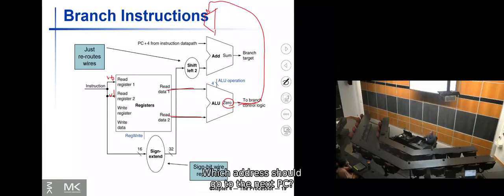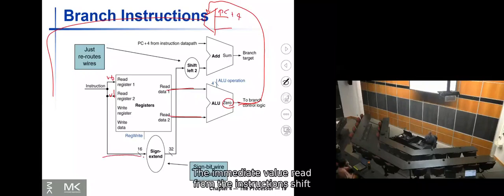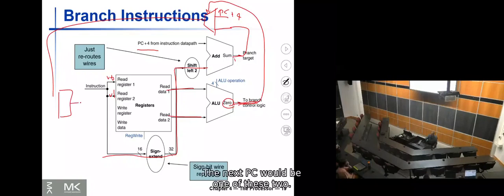Which address should we go to for the next PC? One address is PC plus 4. The other address is this one, the immediate value read from the instruction, shifted left by 2, which means multiply by 4, plus PC plus 4. This is the branch target. So this multiplexer has two inputs, PC plus 4 and the target address. Depending on the value of this 0, one of them goes to the next PC. This is PC here. So the next PC would be one of these two.